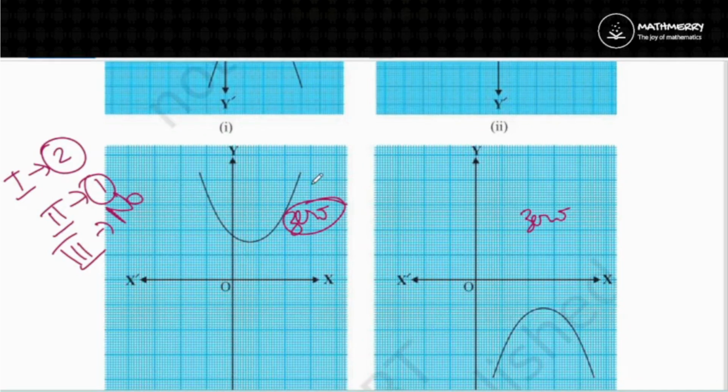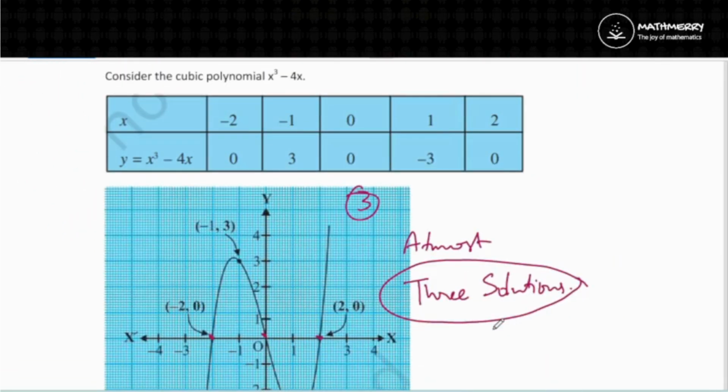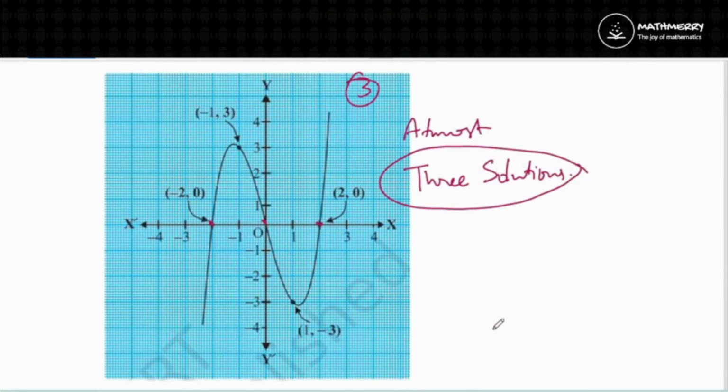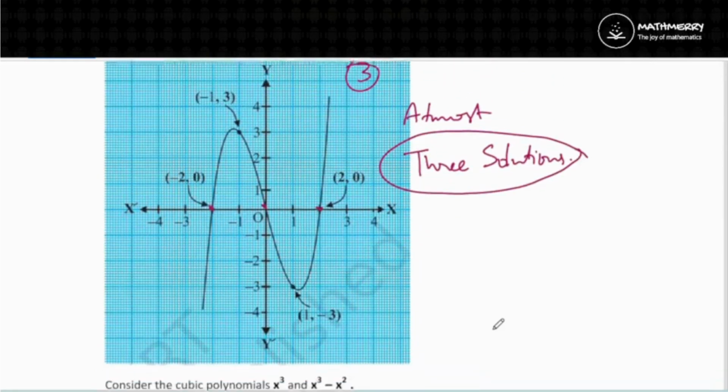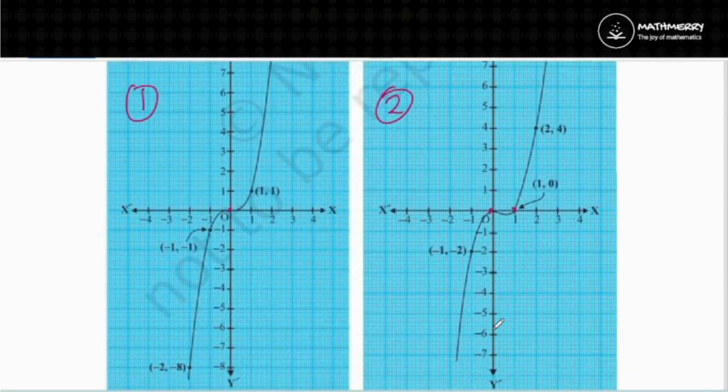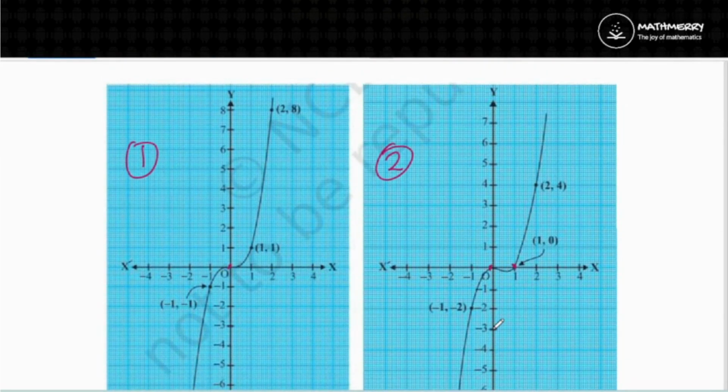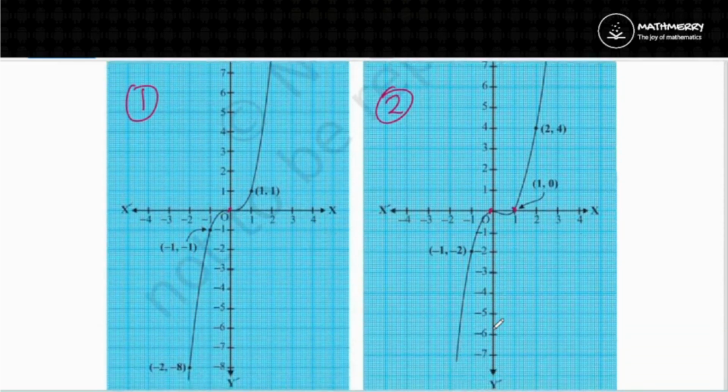Here you can see by the parabola itself, it's a quadratic polynomial. Parabola shape will come for a quadratic polynomial only. Now, in a cubic polynomial, we have seen that three solutions are possible, and it can be either three or two solutions or one solution, as it is given in these examples.